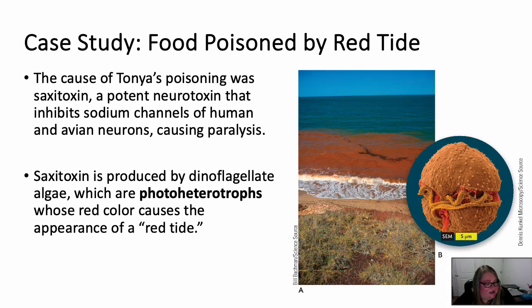Saxitoxin is a neurotoxin that is going to cause paralysis. It does this by shutting down the sodium channels in your brain and also in bird neurons. So birds can be affected by this toxin as well because they go clamming too. Tanya's poisoning was all because of this neurotoxin. Saxitoxin is produced by what we call a dinoflagellate algae. These are photoheterotrophs, and these are what make up this red tide.